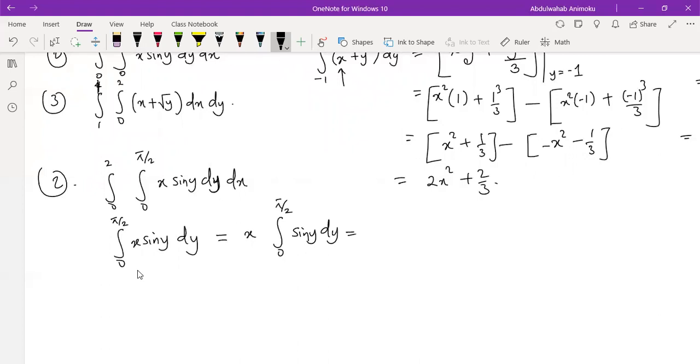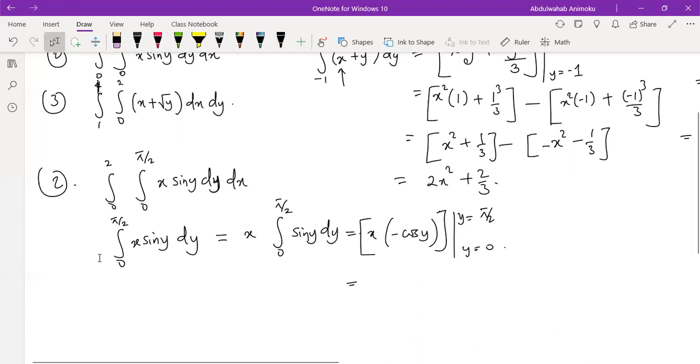Now, the integration of sine y is what? Somebody's saying it: minus cos y. So that means we have x times minus cos y. And we have to evaluate this whole thing at y equal to pi over 2 and y equal to 0. Notice how I'm doing this in a very clean way. Make sure you have this habit as well when you are writing your exams or solving other problems of the same nature, so that you have a clean, smooth solution.